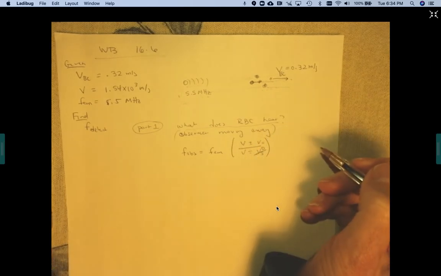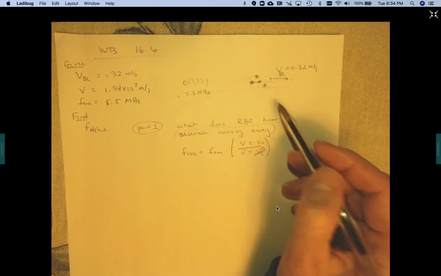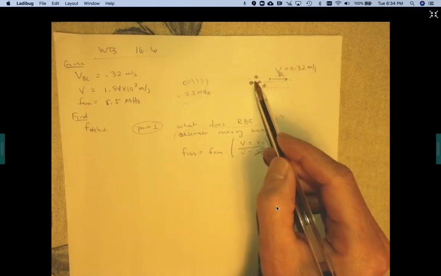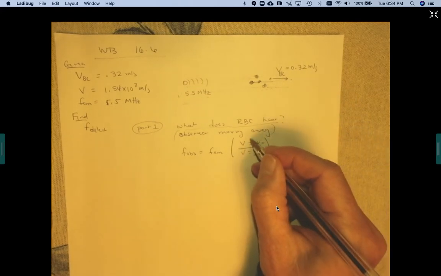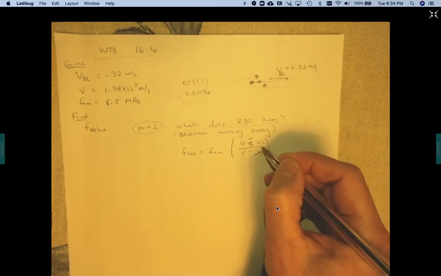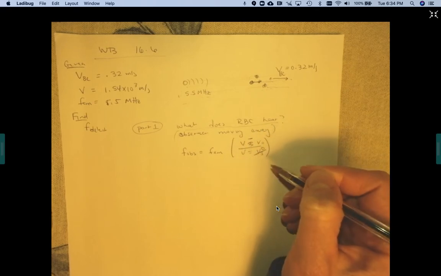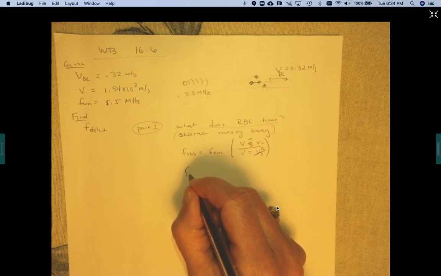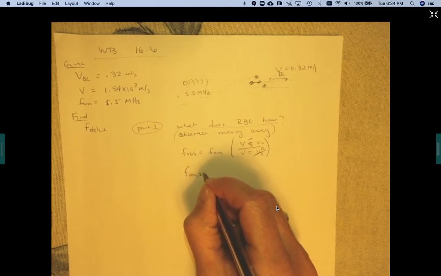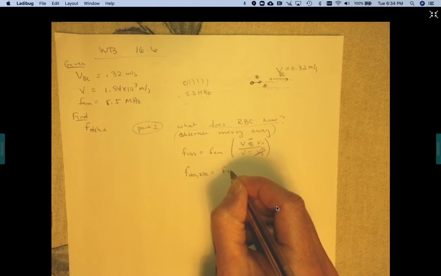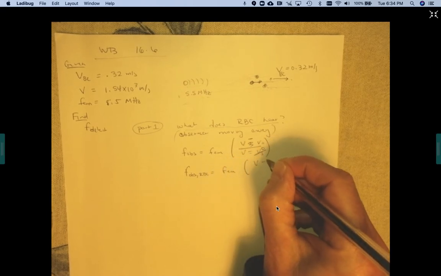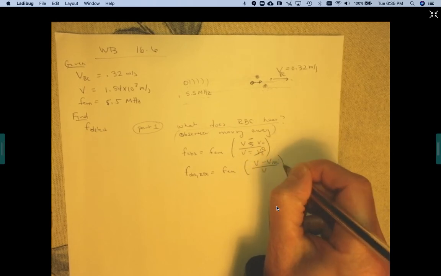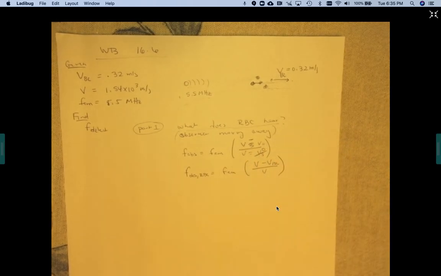Okay, so that's 0 for the source. And we know that our red blood cell is going to hear a lower frequency because it's kind of outrunning the waves. So we want this to be negative, because we want this fraction to be less than 1. So the frequency observed by the red blood cell is going to be our emitted frequency times the speed of sound minus the speed of the blood cell, divided by the speed of sound. Okay, so that's the first part.